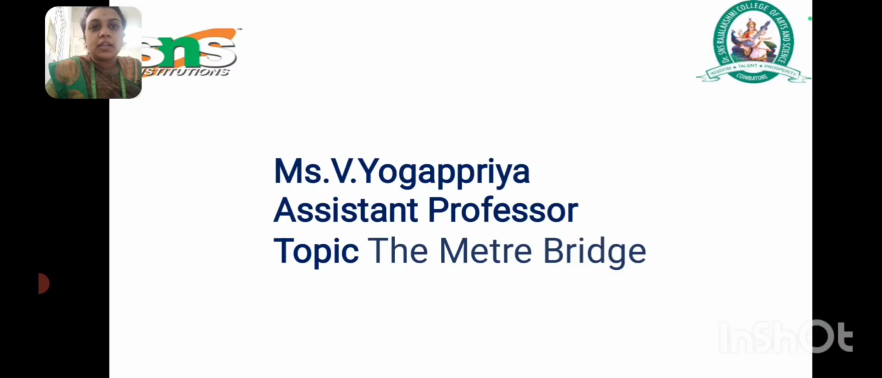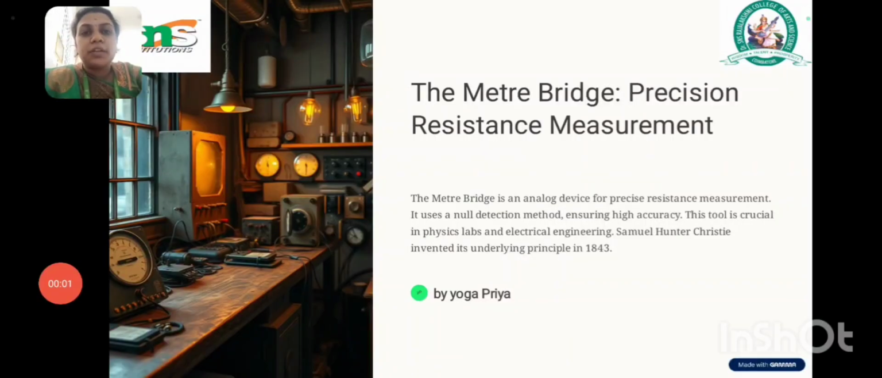Today we are discussing the meter bridge. The meter bridge is also called a slide wire bridge, and it is a laboratory instrument used to measure an unknown resistance using the Wheatstone bridge. This is an analog device for precise resistance measurement. It is used to null deflections. These tools are crucial in physics labs and electronic engineering.